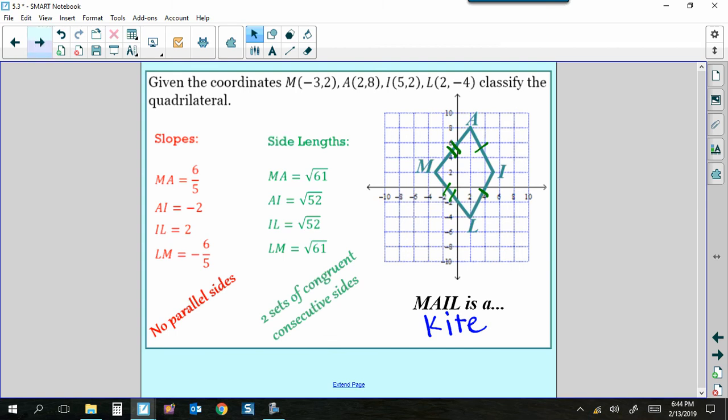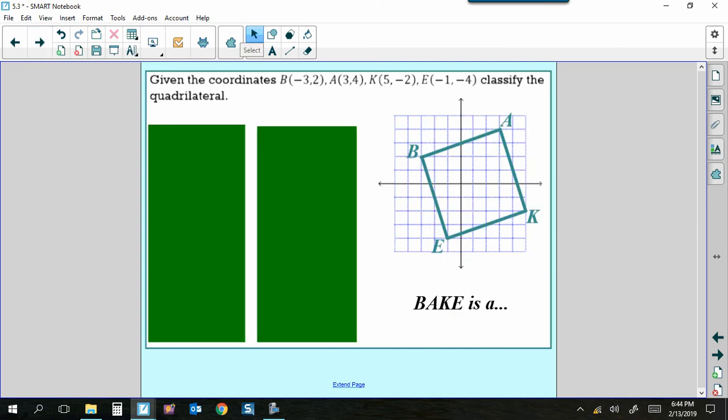All right. So if you would like to go ahead and pause this and see if you could prove or disprove what you think BAKE is, go ahead and do so, or you can follow along with us. So looking at this, I like to look at it and make a conjecture on what I think it is and then try to prove it algebraically. I think this looks like a square. So I know to be a square, I need to know that I have perpendicular sides and they need to all be congruent to each other.